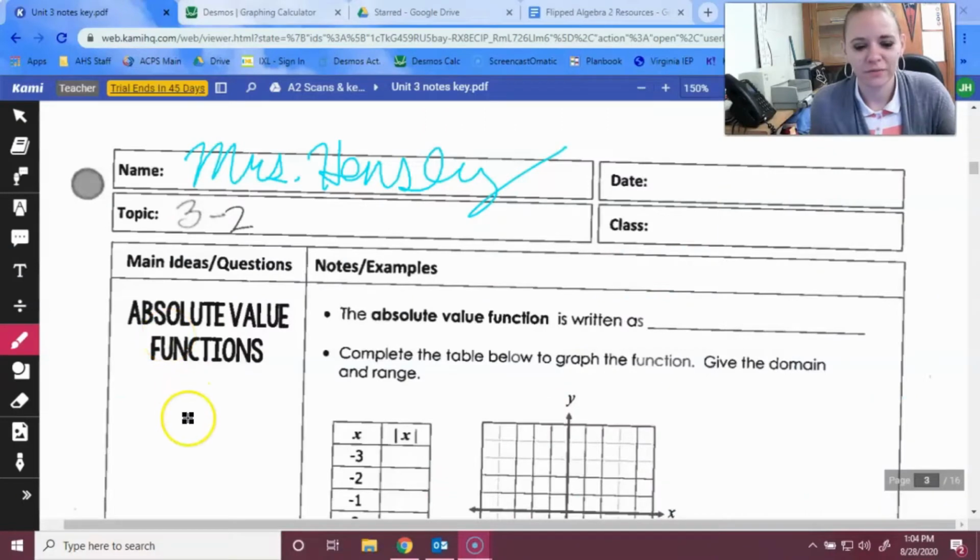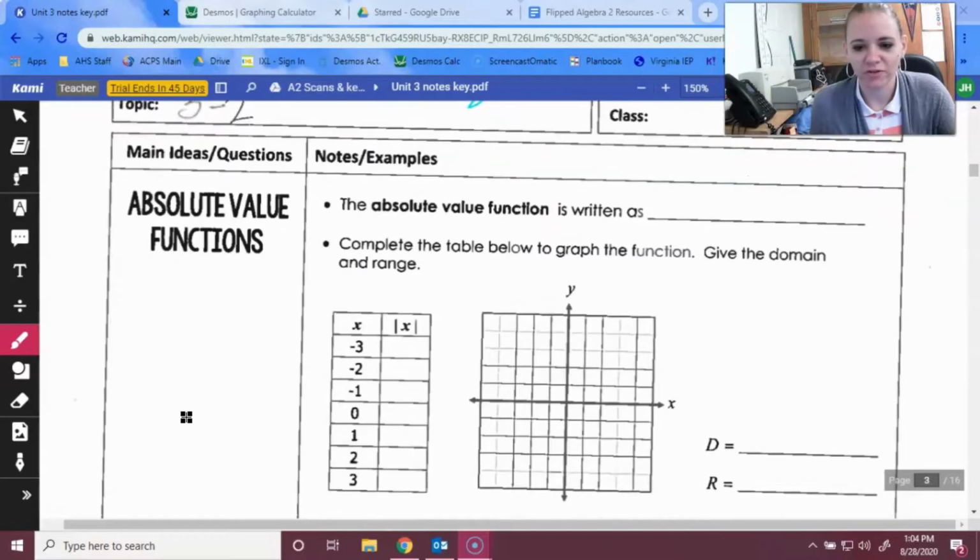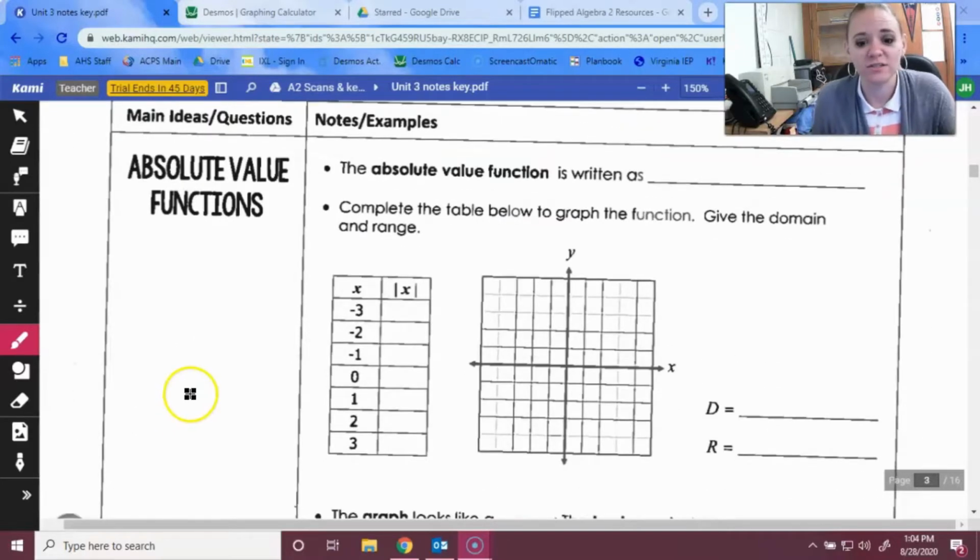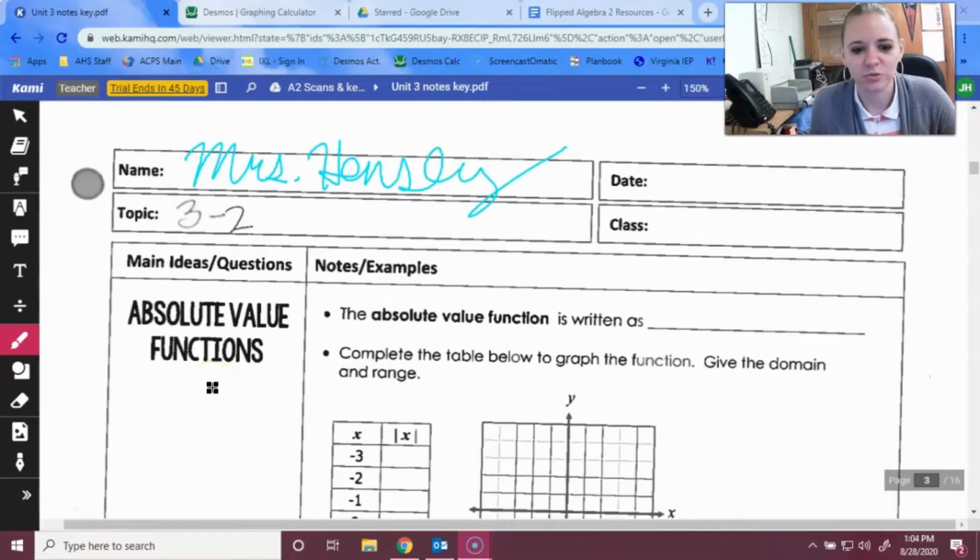Here we go. More absolute value. So, we're going to do a little bit more with graphing and tables, functions, and practicing domain and range, because domain and range can be quite tricky. Students can have trouble with that. So, let's get into it.